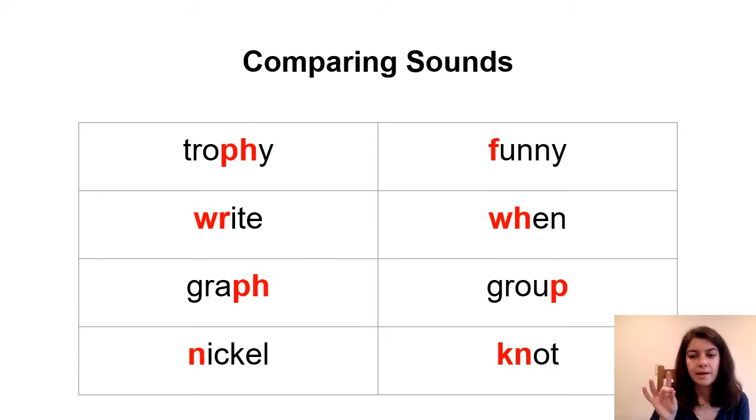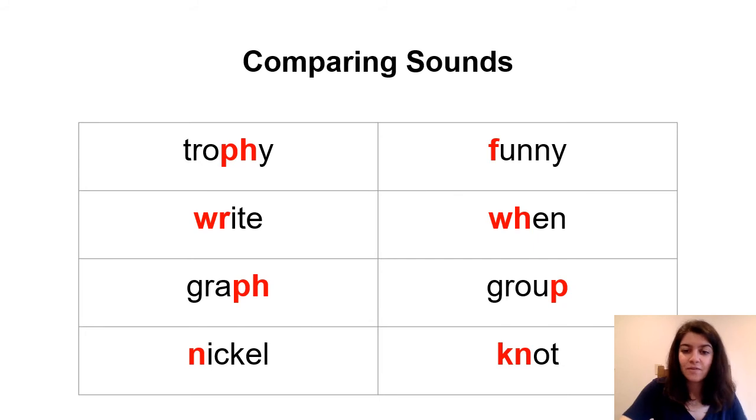N, i, c, k, e, l, nickel. N, o, t, not. We're looking at the N and the KN. In the word nickel, what sound does the N make? The N says N. What about in the word not? What sound does the KN make? So yes, those sounds are the same, even though they look like they would be different. Make sure you're trusting your ears.